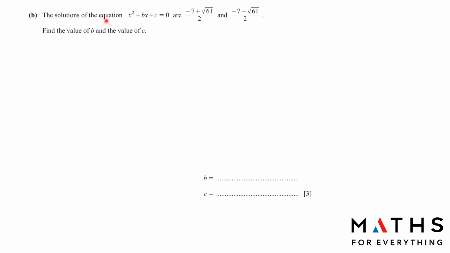Part B. The solutions of the equation x squared plus bx plus c is equal to 0 are this. Find the values of b and the value of c. I hope you know your quadratic formula. If you want to use it, we use x is equal to negative b plus and minus square root b square minus 4c over 2a. So comparing this, we get negative b is equal to negative 7, right? This is our b. So it means the negative gets cancelled, b is equal to 7.